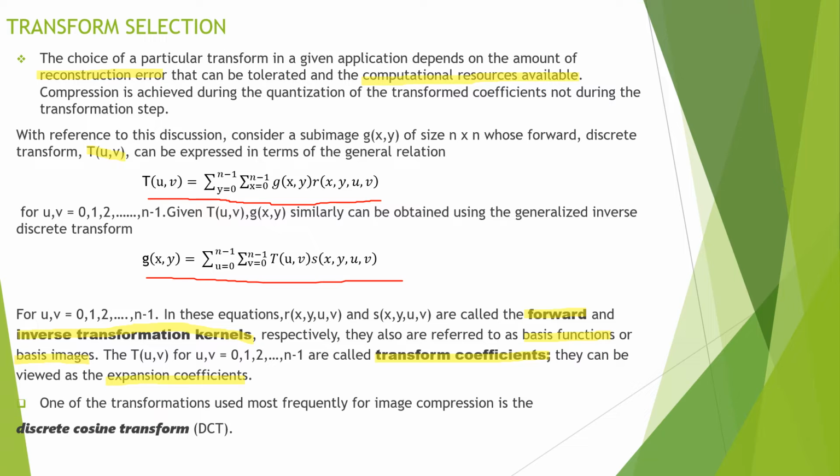So from this transform selection, we will choose one transformation. That is one of the transformations used most frequently for image compression, the discrete cosine transform, that is DCT. We'll use DCT for this.